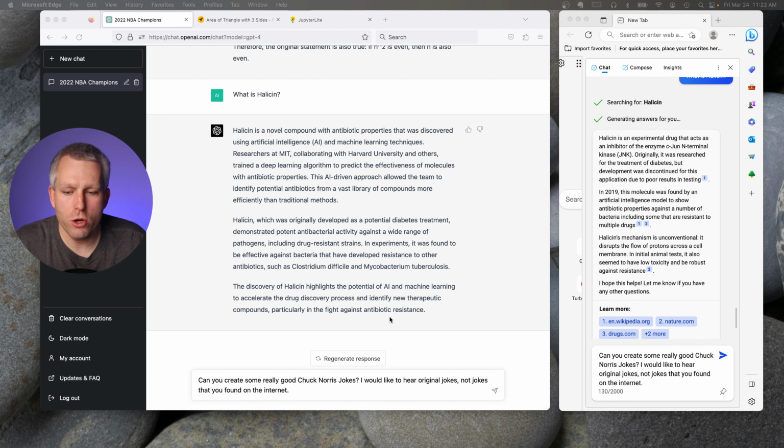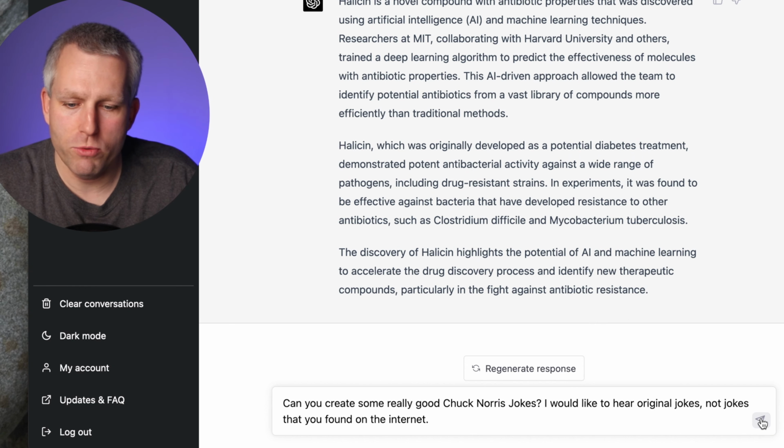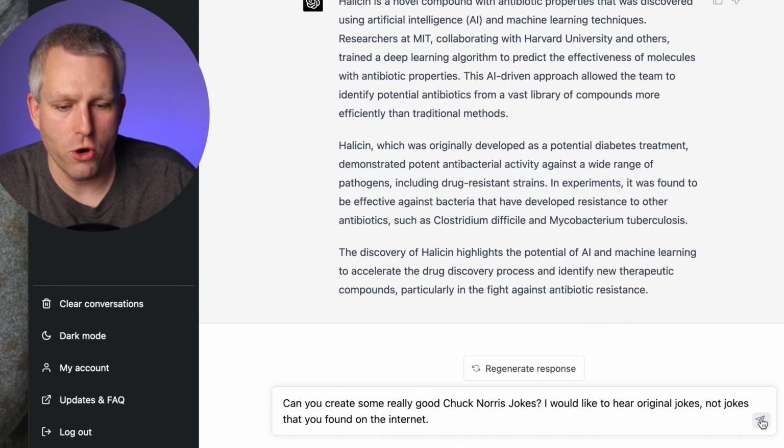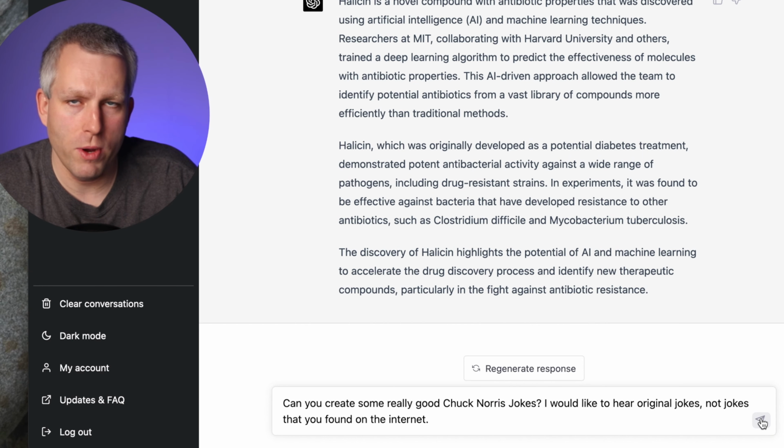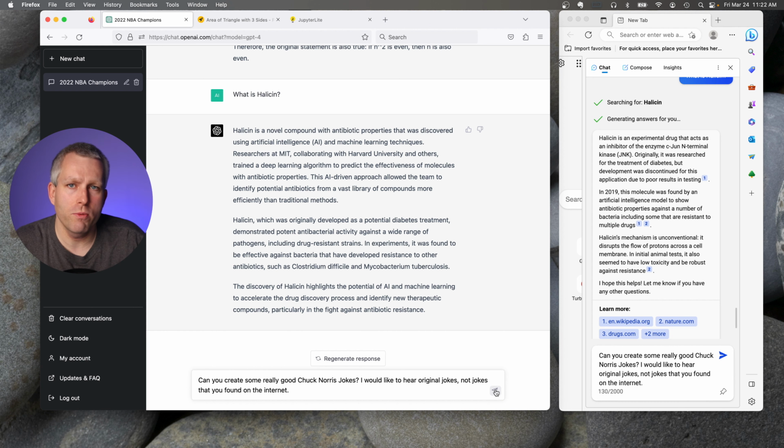Let's end on a lighter note. I'll ask GPT-4 and Bing Chat to create some jokes. Can you create some really good Chuck Norris jokes? I would like to hear original jokes, not jokes that you found on the internet. What I'm looking for is not just to search for Chuck Norris jokes on the web. I want the artificial intelligence, the large language model, to create something novel, some new jokes.